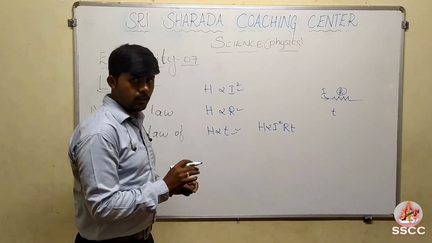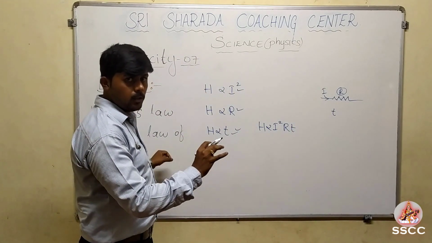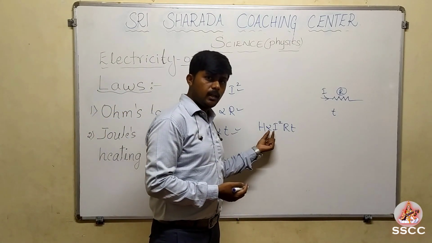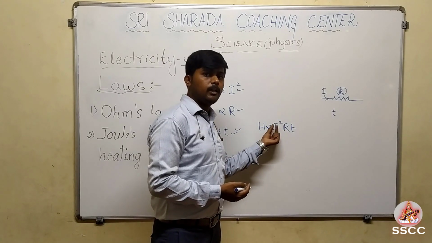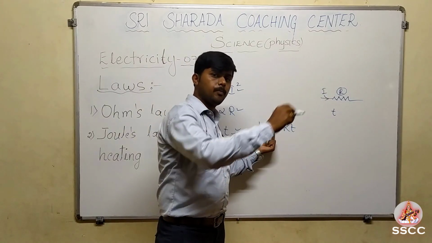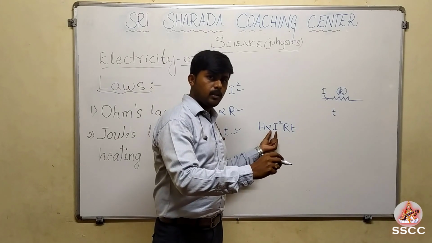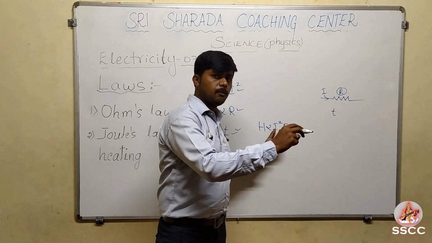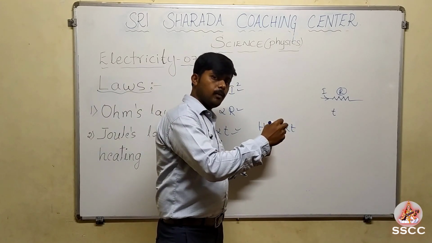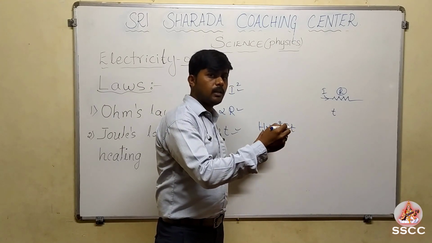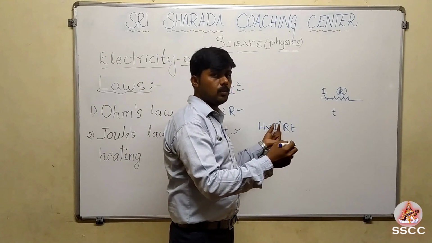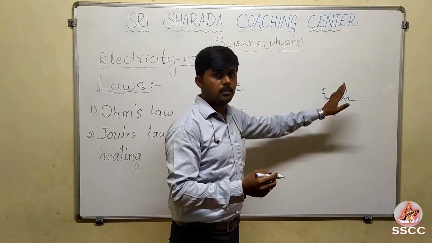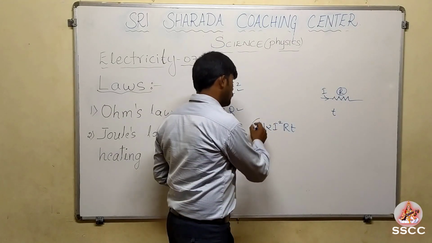Now we have to state the actual statement of Joule's law of heating. The heat energy produced is directly proportional to the square of the electric current for the given resistance. The second point is the heat energy is directly proportional to the resistance of the material for the given current. And the third point is the heat energy produced is directly proportional to the time for which the electric current passes through that resistor. This is Joule's law of heating.